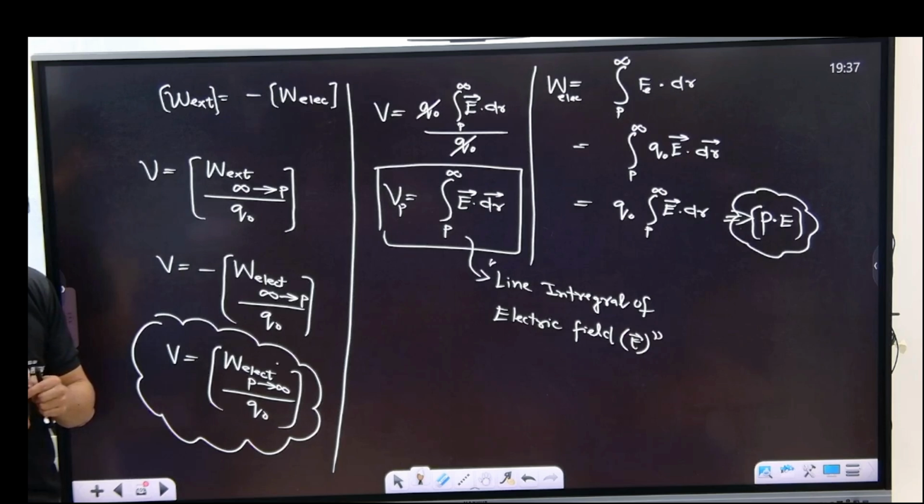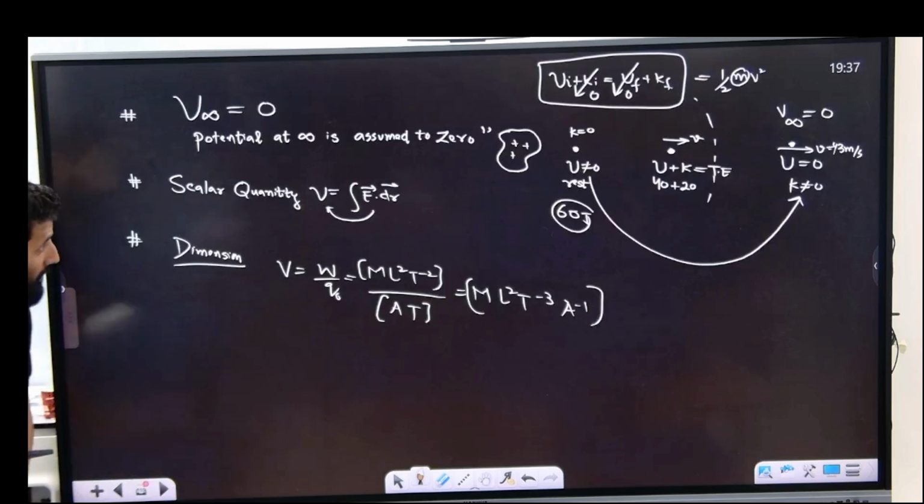So can you show the point? Sure. Write this also. Now we will remember potential is defined as work done by electrostatic force from moving a charge from P to infinity.